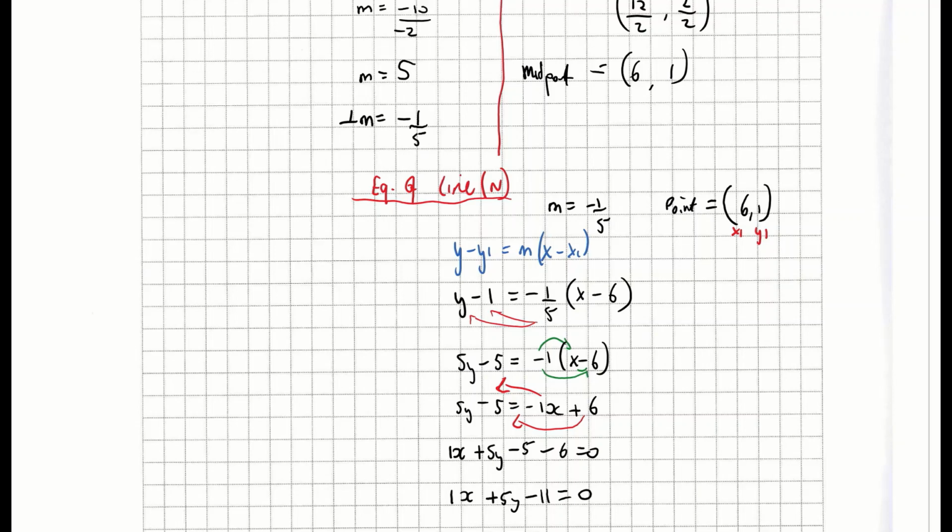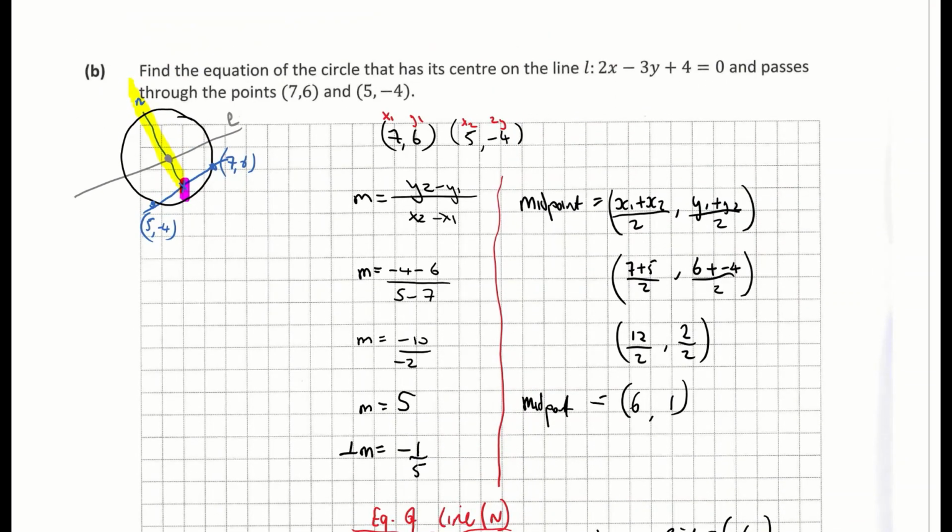So I'm going to come up to my picture, and the equation now of this blue line here is going to be x plus 5y minus 11 is equal to 0. Now what I'm going to do is find, using simultaneous equations, the point of intersection between that line that I've just formed and the equation of the line L. So where those two lines intersect is going to find me the center point of this circle. So I'm just going to put it there in blue. So I'm now finding that point there.